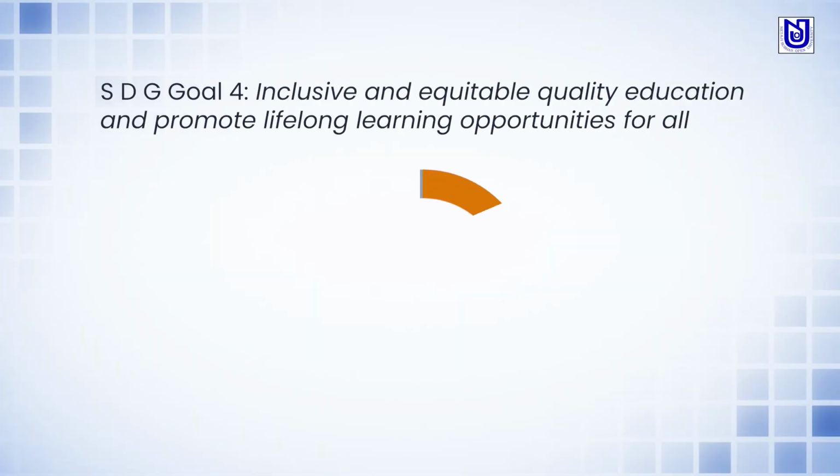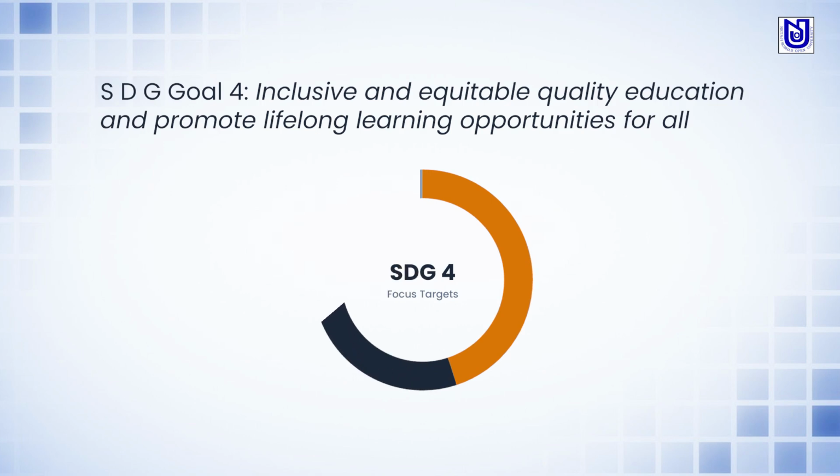Similarly, we know about the 17 Sustainable Development Goals. Specifically, we can talk about the UN Sustainable Development Goal number 4, which is about creating inclusive and equitable quality education and promoting lifelong learning opportunities for all. This particular goal targets to complete SDG 4 by 2030, ensuring equitable learning outcomes.